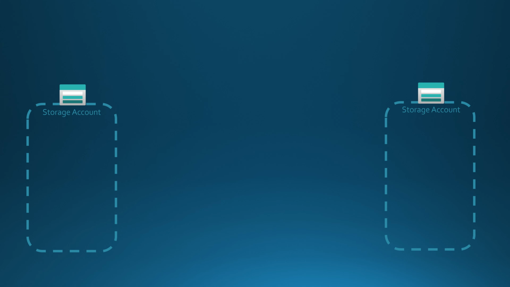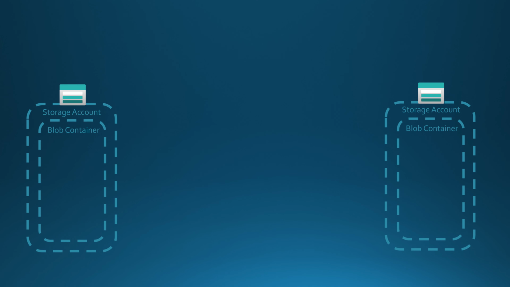And now let's dive into Data Factory parameters and variables. Let's start with our setup here. We have two storage accounts, and in both of those storage accounts we have blob containers. In the first blob container we have two files.